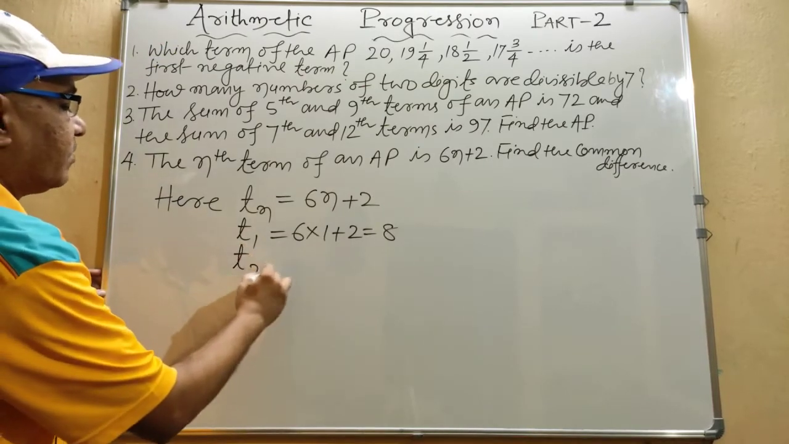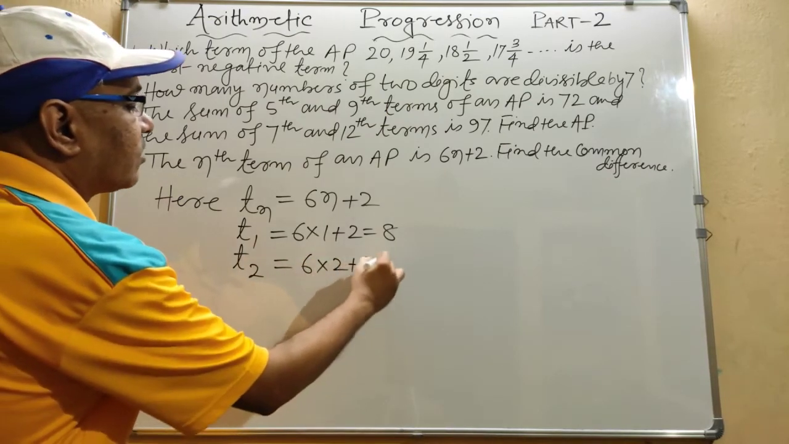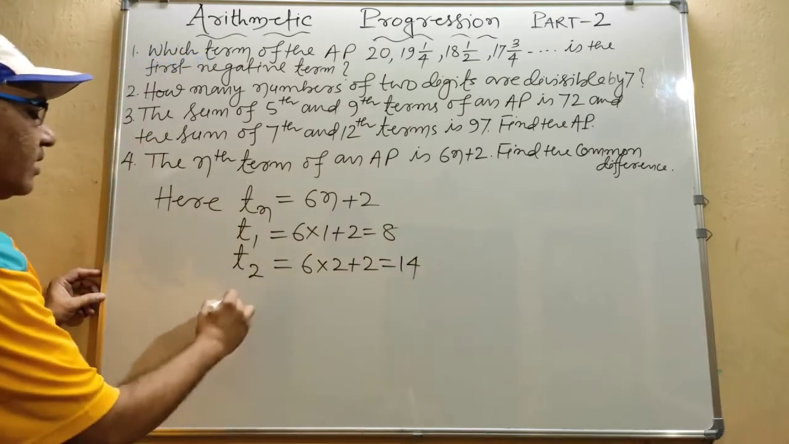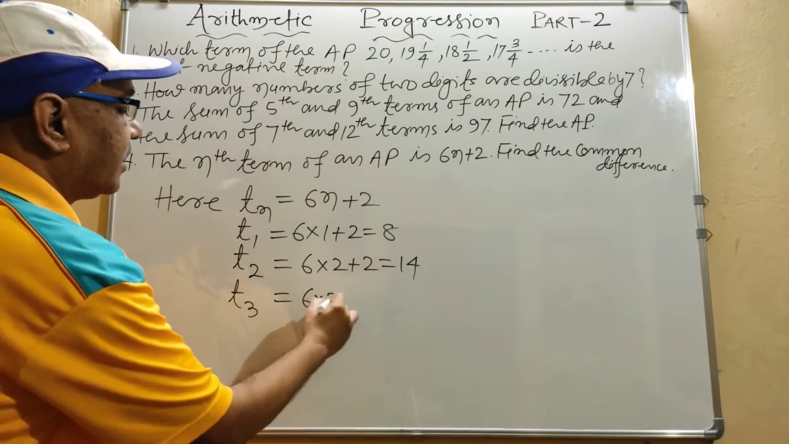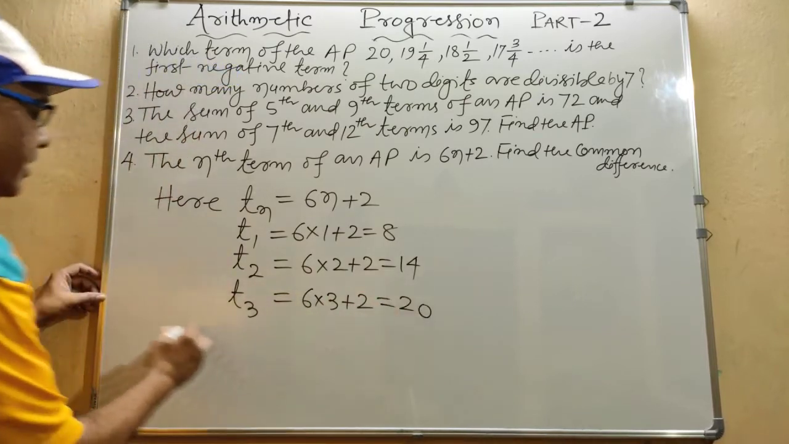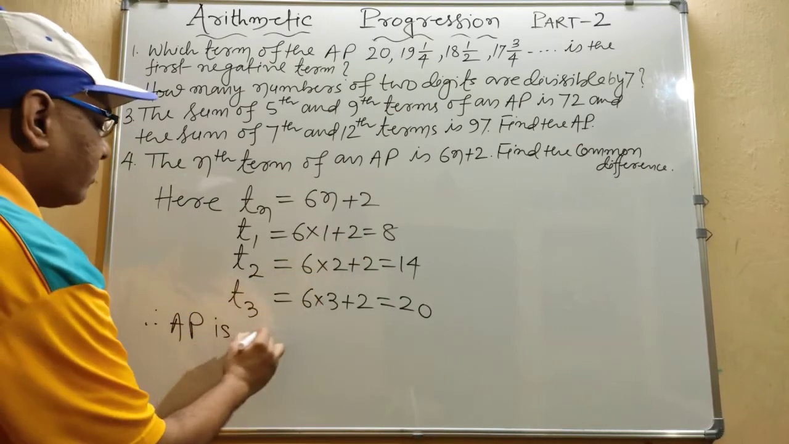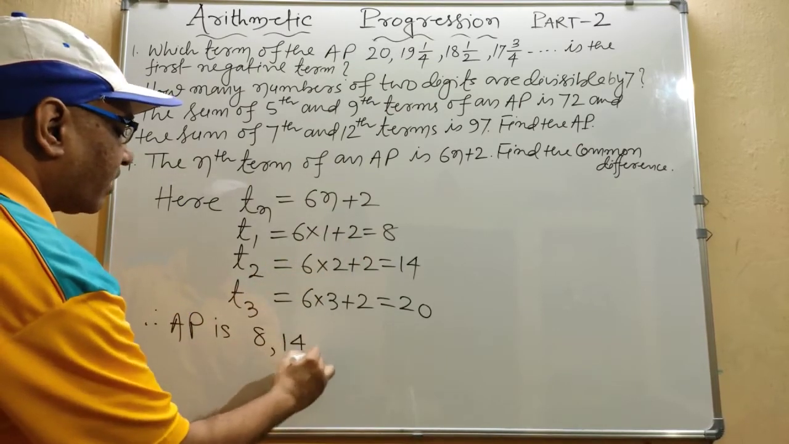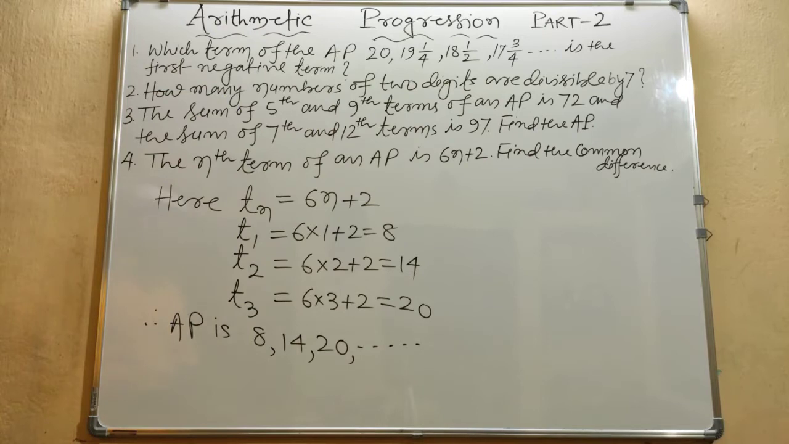If you substitute 2 in place of n, you will get the second term. 6 into 2 plus 2, 12 plus 2, 14. In this way you can calculate T3. 6 into 3 plus 2 means 18 plus 2, 20. Therefore, the arithmetic progression is first term 8, second term 14, third term 20, and so on. This is your arithmetic progression. Nth term given, so any term can be calculated. We have calculated first, second, third term, and so on.